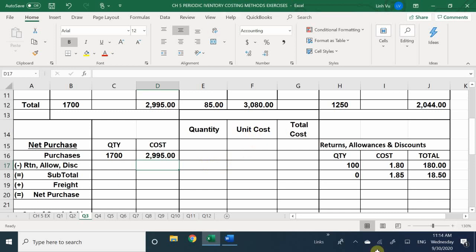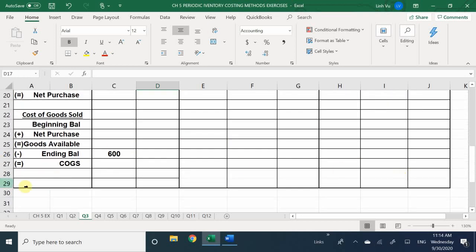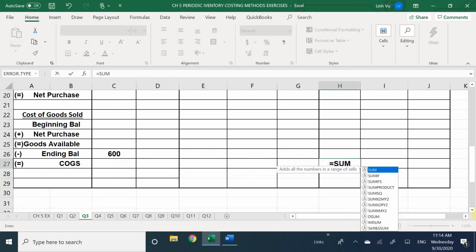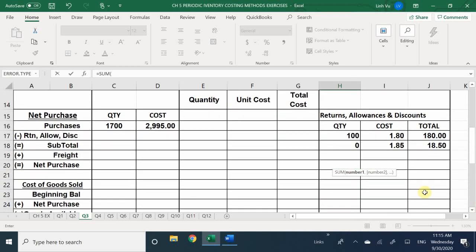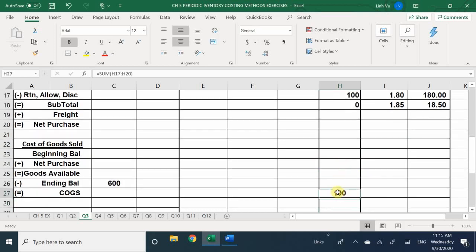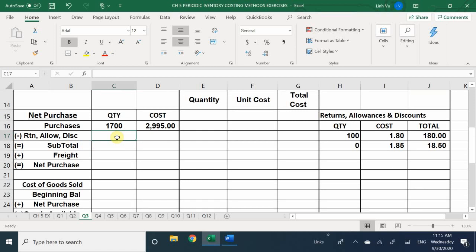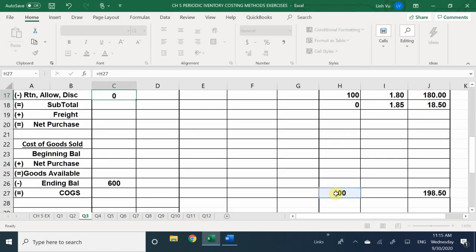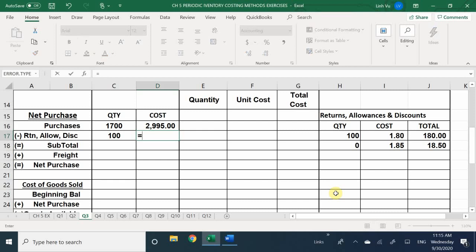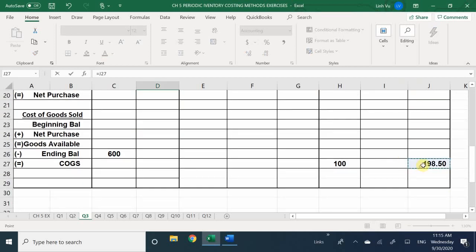My total returns and allowances. So here, I'm going to go ahead and total this up right here, since I need to know what my total amount of returns and allowances are. In this case, I recognize by just looking at the information here that I have to return 100 items. But the total amount for those 100 items is going to be $198.50. Okay, so here I'm going to indicate that I've returned a total of 100 items, and that the amount for those items is going to be a total of $198.50.